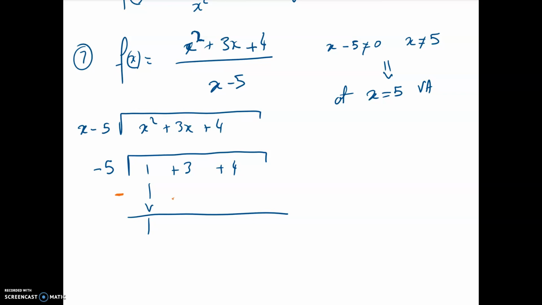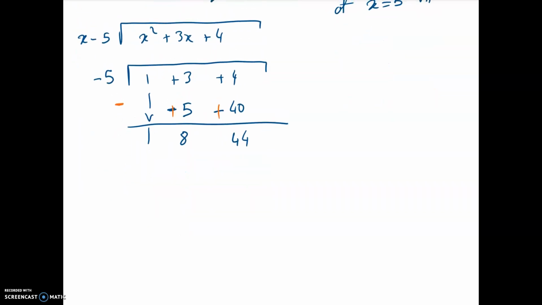Negative 5 times 1 will give you negative 5. But because of the minus, this negative 5 will become a plus, and so now I have an 8. Negative 5 times 8 will give negative 40. Because of the negative, that becomes a plus, and so I end up with 44.